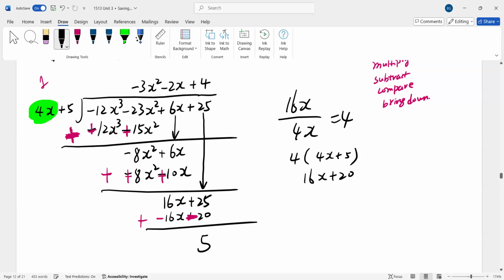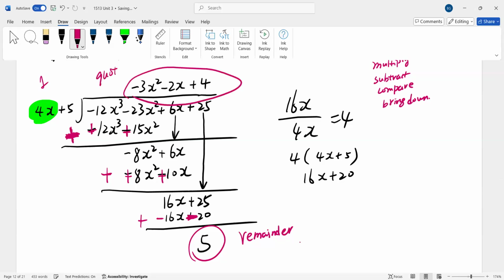And then compare. 5 is a constant, has degree 0, right? And it is the remainder. 5 is a degree 0, which is less than the degree of the divisor. So we are done. And 5 is the remainder. Quotient is right here. Quotient.